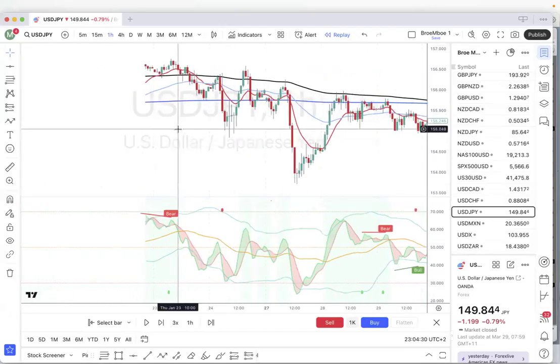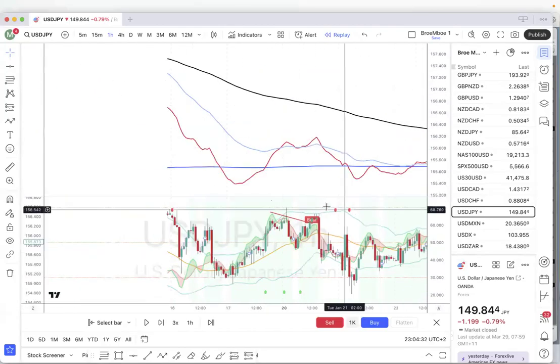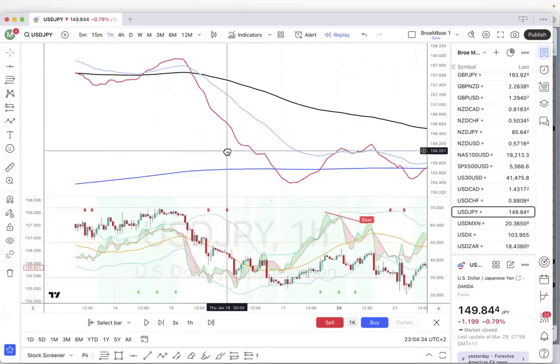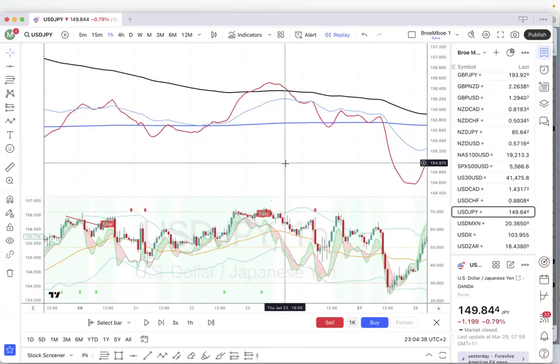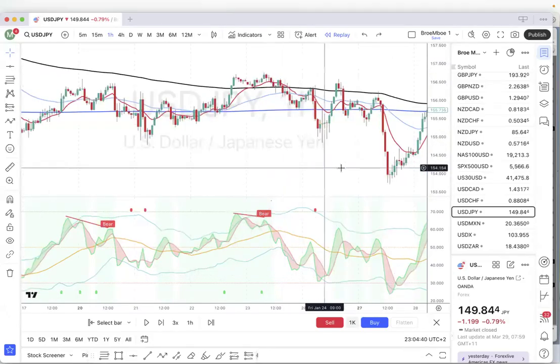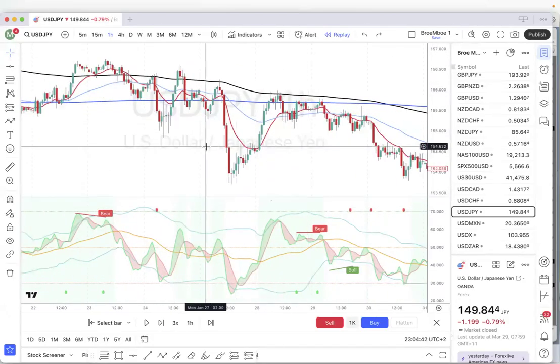But this usually happens in areas where the market is turning around, right?